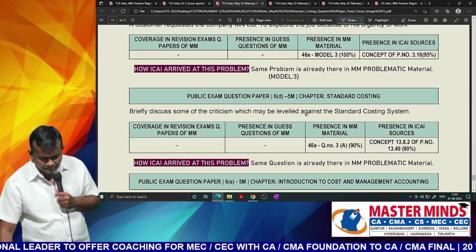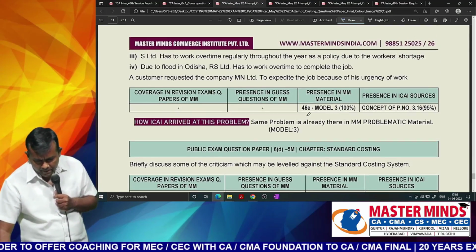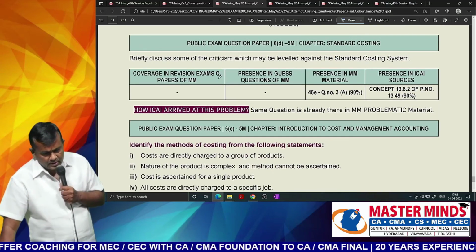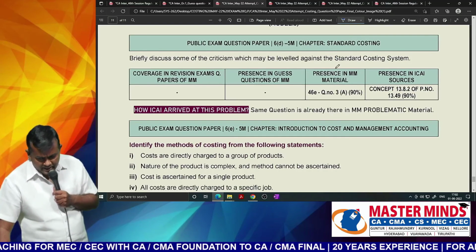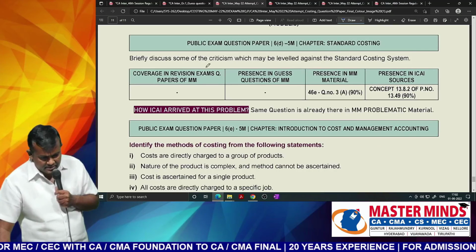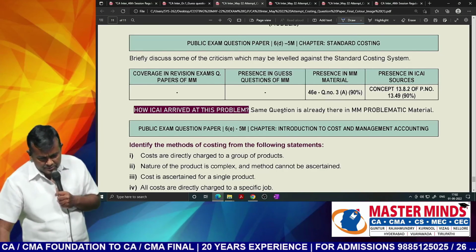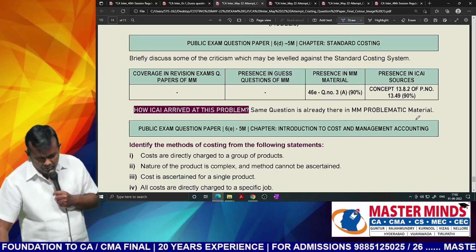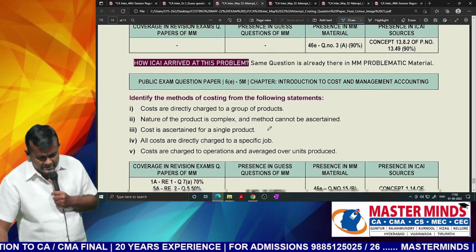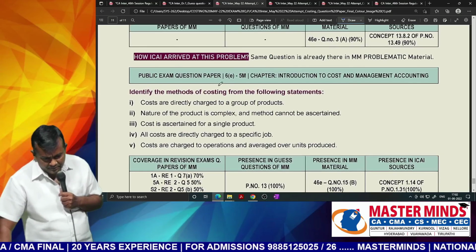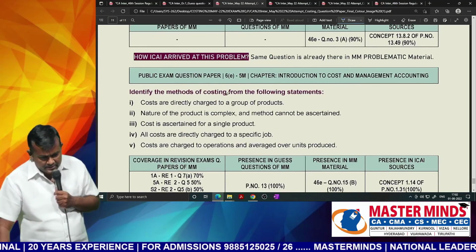Next, 6D. Standard costing, sir. Briefly discuss some of the criticism which may be leveled against the standard costing system. The same question is already there in MM problematic material. Next, 6E.